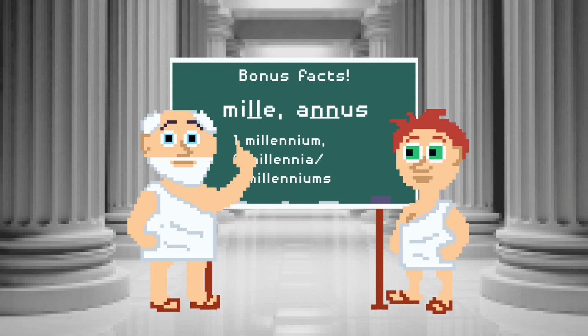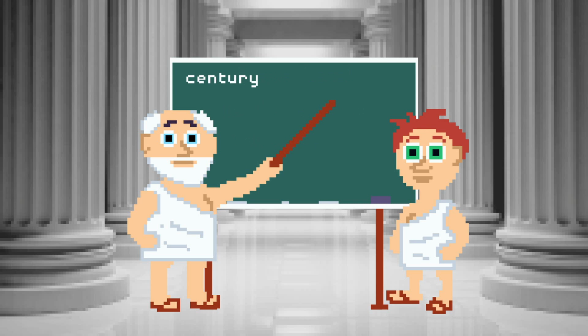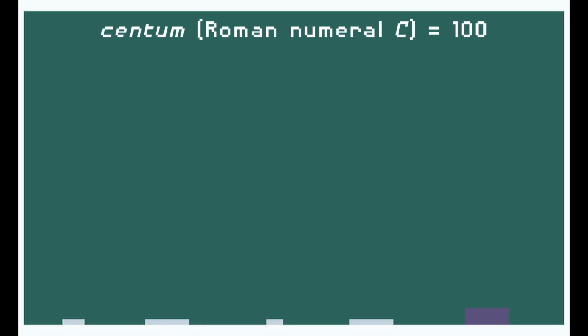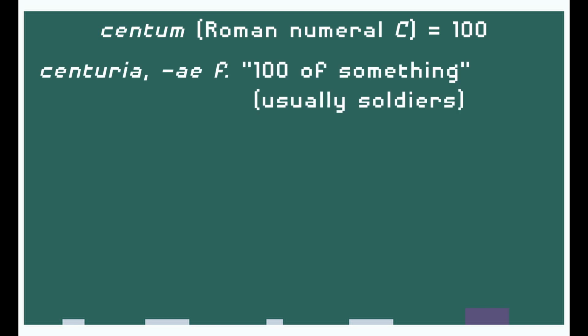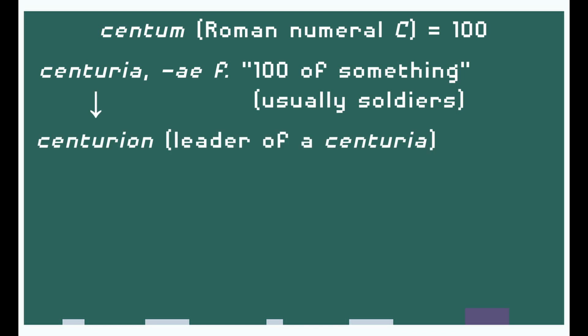Let's move from 1,000 years down to just 100, a century. I suspect most of you will also recognize that century is a non-Germanic word, and of course it comes from Latin just as millennium ultimately does. Centum is Latin for the number 100, and in classical Latin, a centuria was a group of 100 of something, especially soldiers. This is where the word centurion comes from, the leader of a Roman centuria.